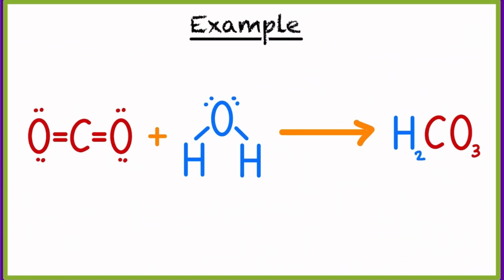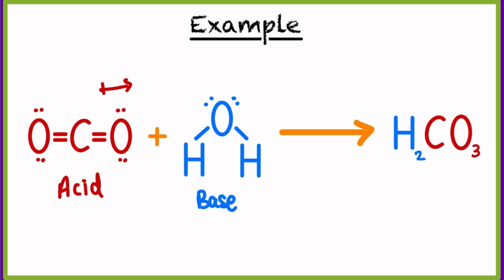Here is a second example involving carbon dioxide, or CO2, and water, or H2O. The carbon in CO2 is electron-poor because the two oxygens are pulling electron density away from it. So CO2 is the Lewis acid. In H2O, the oxygen has lone pairs on it that are electron-rich and can be used to form bonds, so H2O is the Lewis base. The product of this exchange is H2CO3.